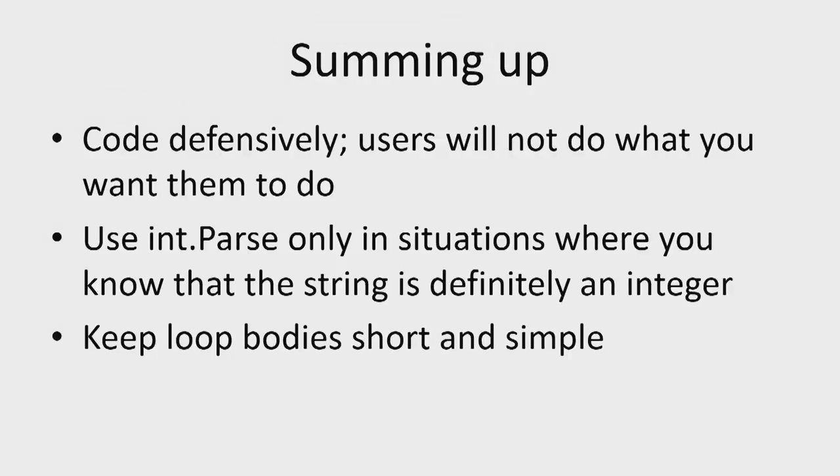Summing up, always code defensively. Your users will not do what you think they're going to do, and they certainly won't do what you want them to do. Use int.Parse to turn a string into an integer only in those very rare circumstances where you actually know that the string contains an integer. You want to use int.TryParse for all of those other situations. And similarly, there's a method double.TryParse and decimal.TryParse, and we'll take a look at some of those in later videos. And try to keep your loop bodies as short and simple as you possibly can to make them easier to understand. Try to fit them onto a single page.